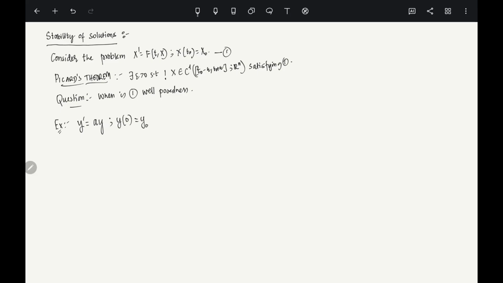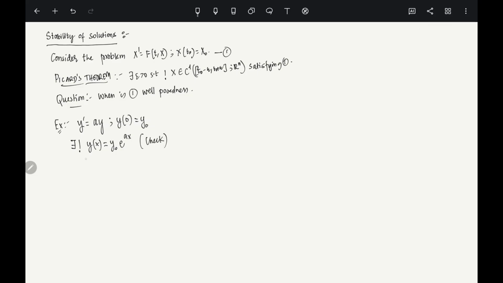Now for this problem we know that there exists a unique solution y of x, right? I hope you can prove uniqueness, which is y naught e power a x. So please check how you prove uniqueness. We did this while proving many a theorem. You don't need Picard to do this here. So please check why the solution is unique.